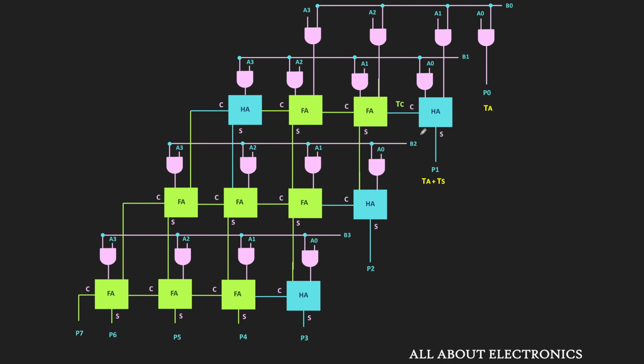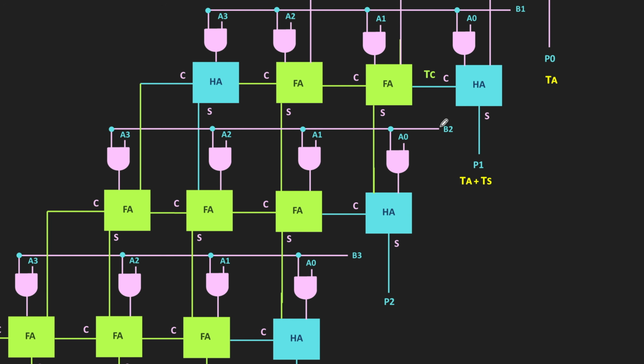Now in the same row, if we come to the second full adder, then it cannot generate the valid sum and the carry output unless the carry-in input is available. In this case, it is available after the delay of TA plus TC. But like I said earlier, here only TC is shown. That means the carry output of this full adder will be available after the delay of 2TC. Likewise, the carry output of the next full adder will be available after the 3TC delay. And likewise, the carry output of this half adder will be available after 4TC delay. That means each stage has to wait for the carry from the previous stage.